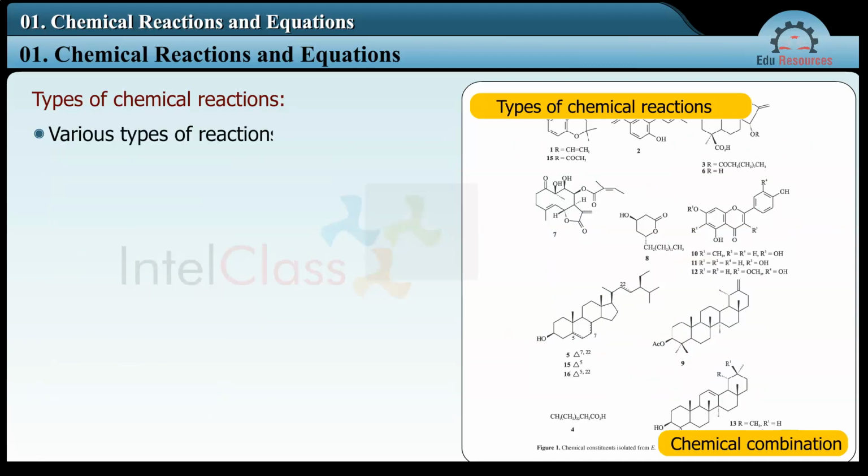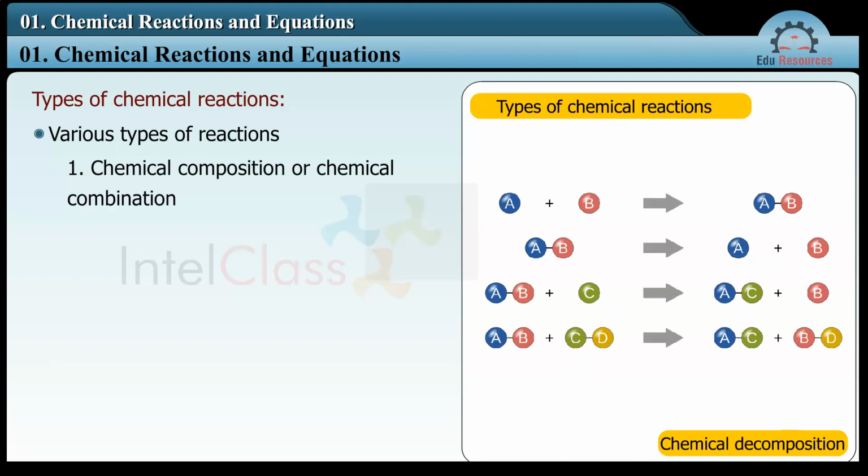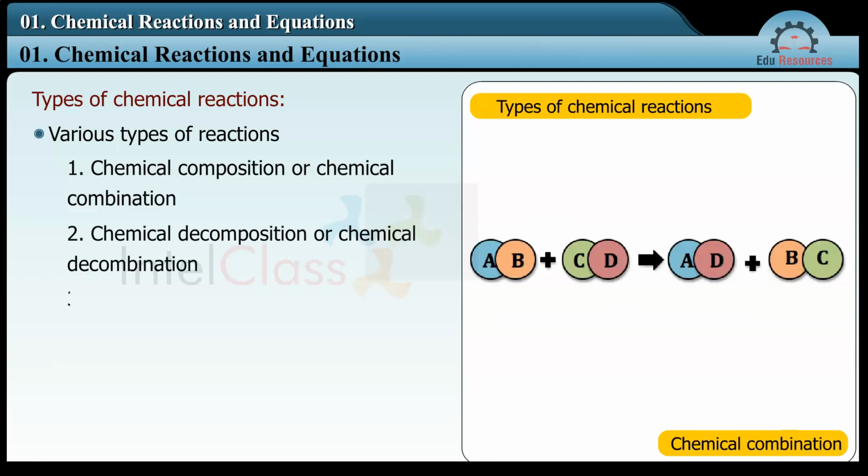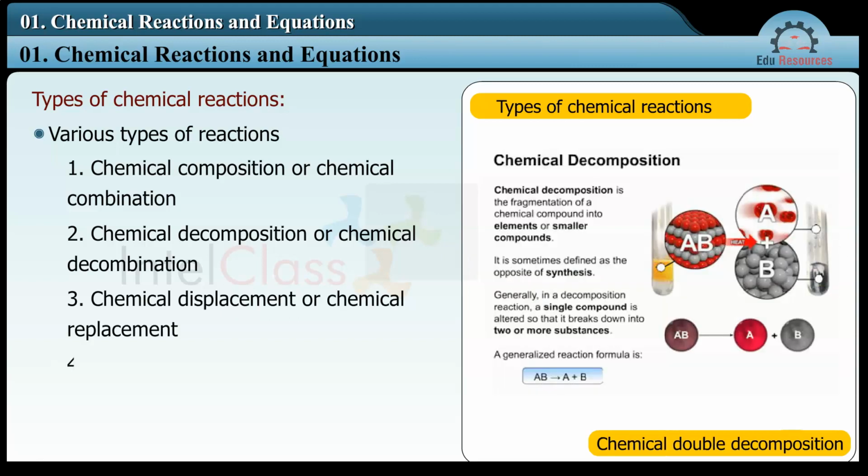Various types of chemical reactions. 1. Chemical composition or chemical combination. 2. Chemical decomposition or chemical decombination. 3. Chemical displacement or chemical replacement. 4. Chemical double decomposition.